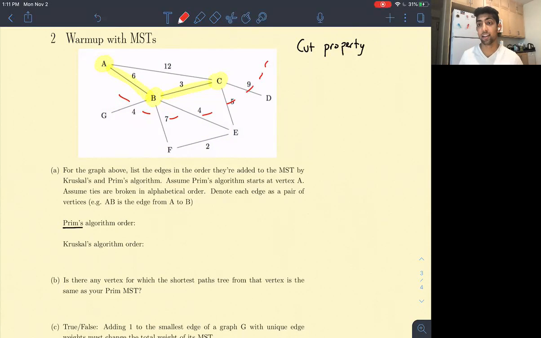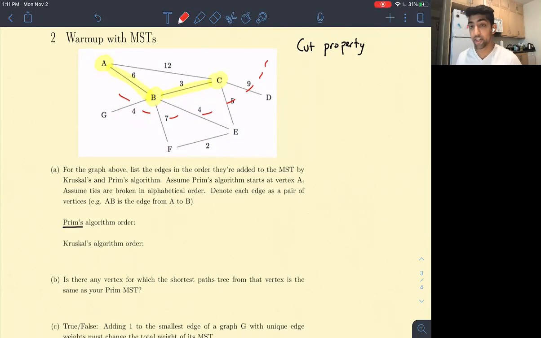A cut, visually, looks like this dotted line I made, but more rigorously, a cut partitions the vertices in a graph into 2 sets. So you guys can see this red cut partitions the vertices in the graph into a set A, B, C, and the set G, F, E, D, okay? So with any cut in a graph, the cut property, just to reiterate, says the minimum weight edge along that cut has to be in the MST. Because of that, we know that the BE edge and the GB edge both are in the MST.